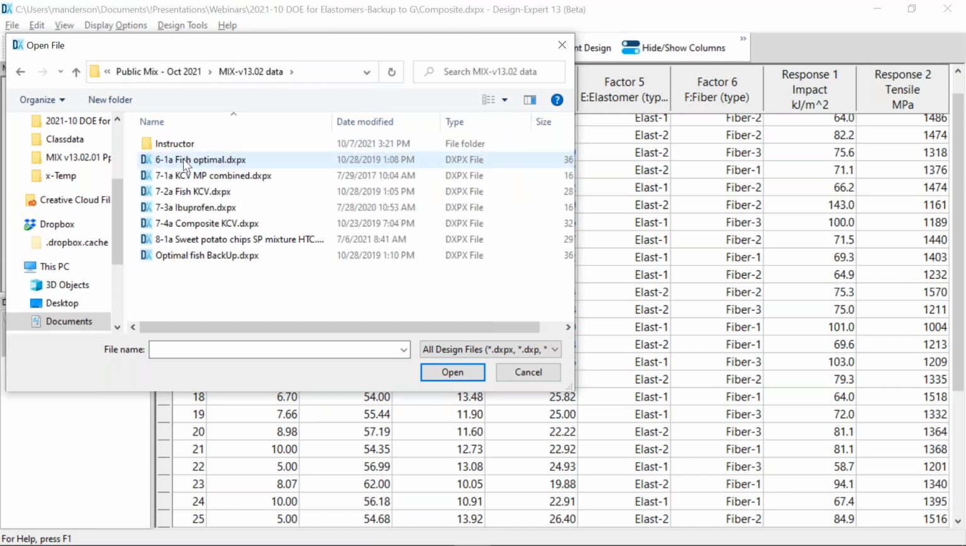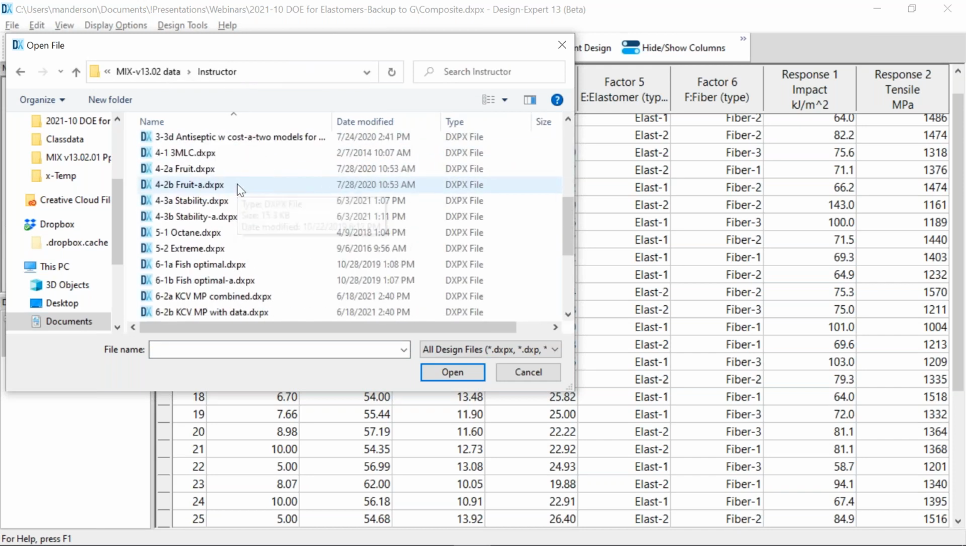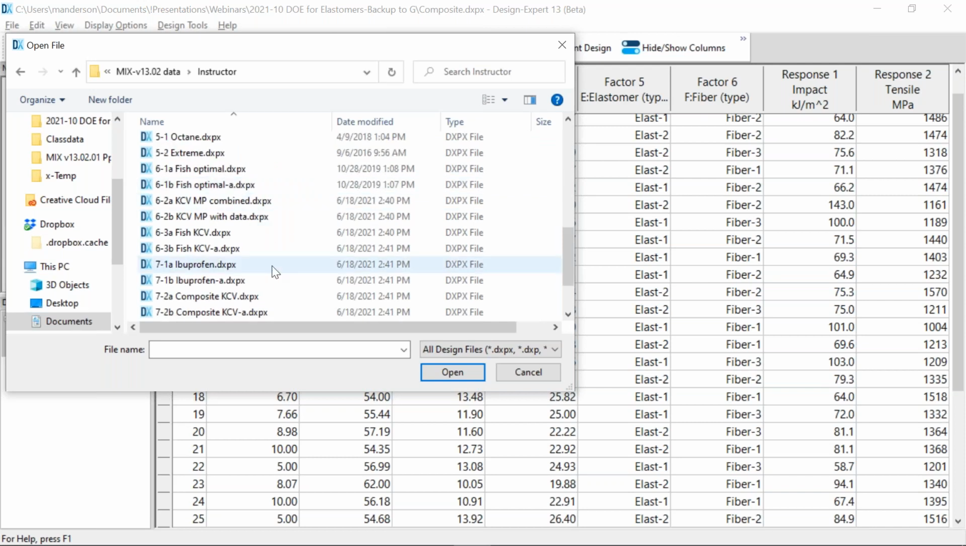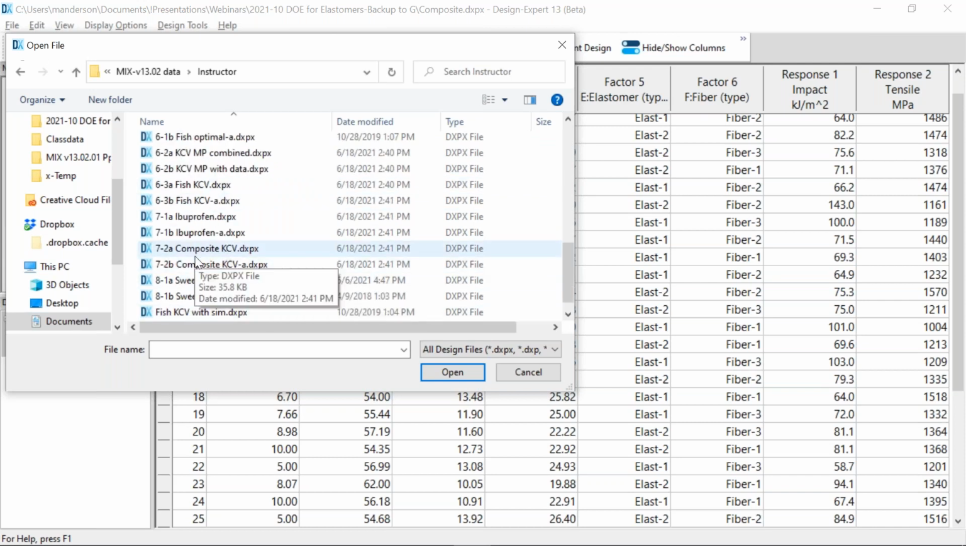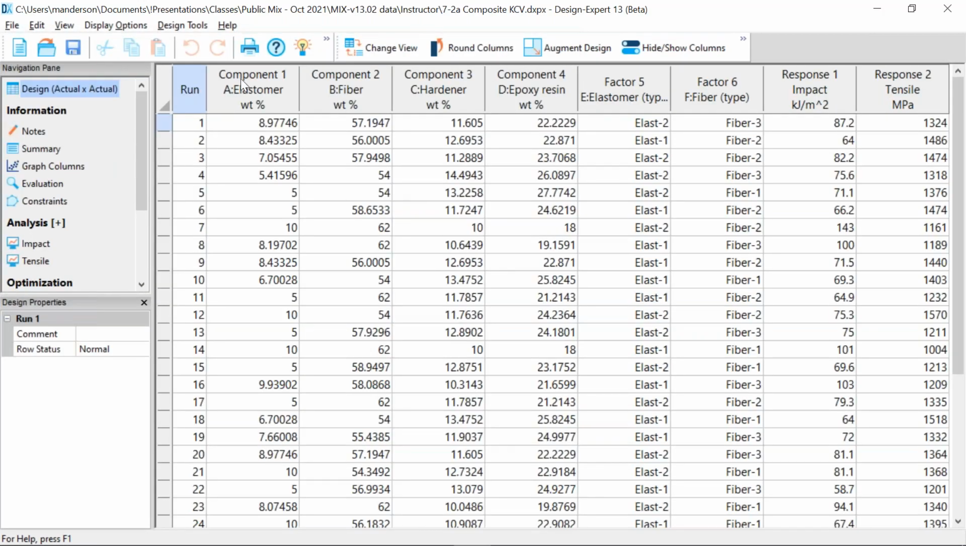Let's see if I can find that. That's a composite. Okay, here it is. All right, let's see what this looks like. Okay, this looks, well, maybe it's the same one, elastomer and fiber type.